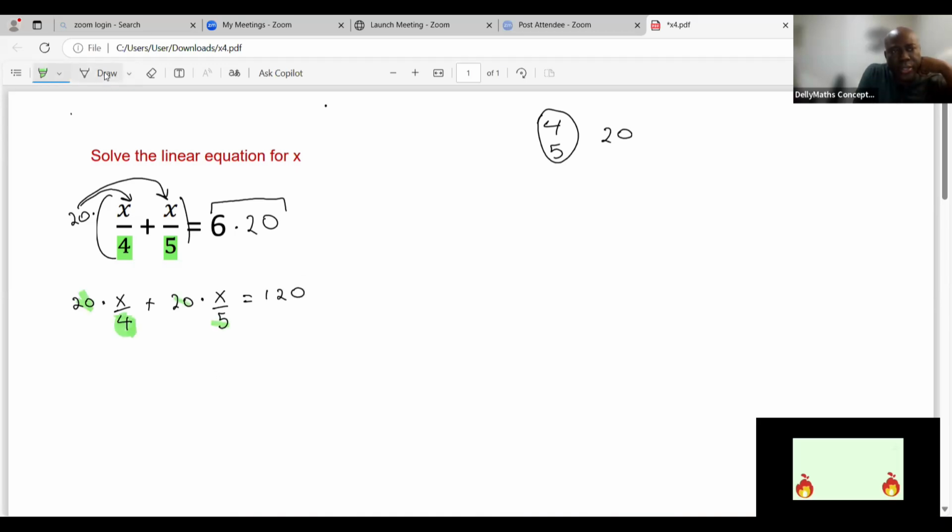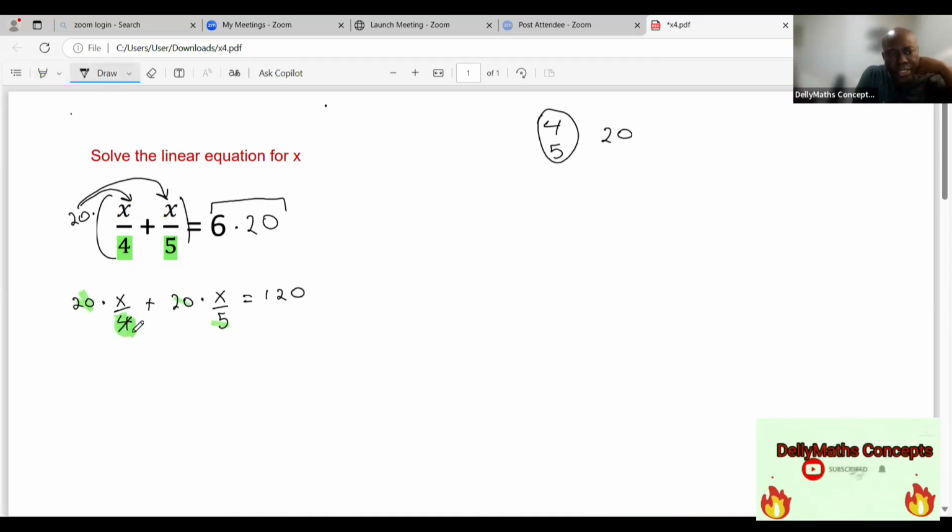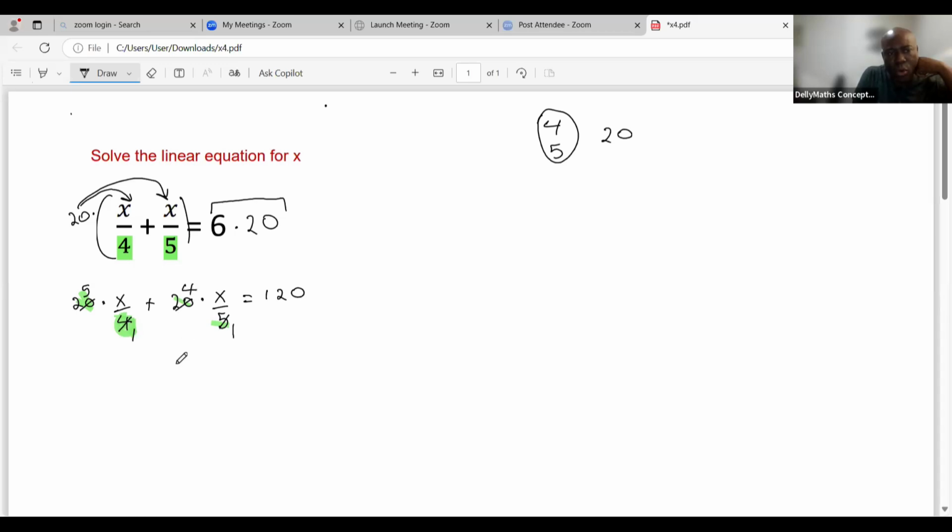120. So let us quickly cancel. 4 into itself is 1 time, and 4 into 20 is 5. 5 into itself is 1 time, and 5 into 20 is 4. Let us rewrite what we really have. 5 times x gives us 5x, plus 4 times x gives us 4x, and this is equal to 120.